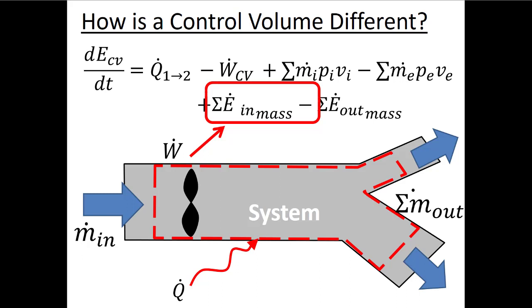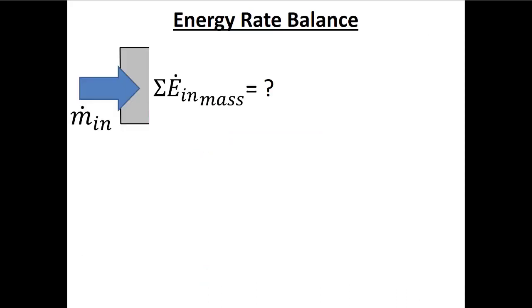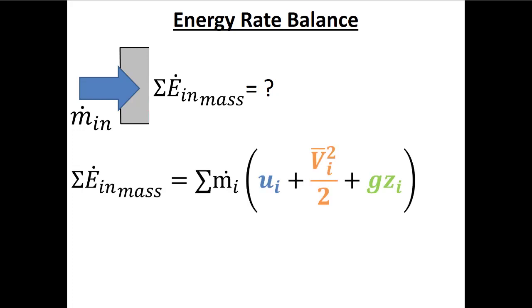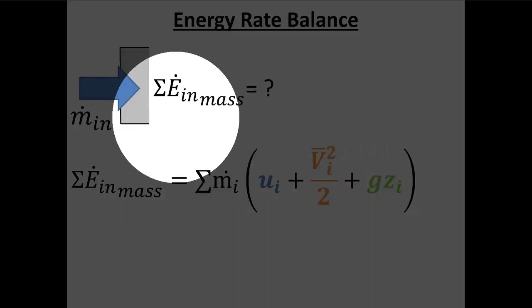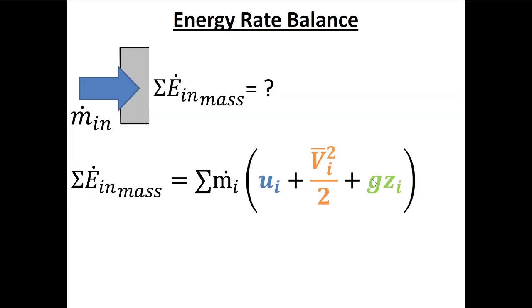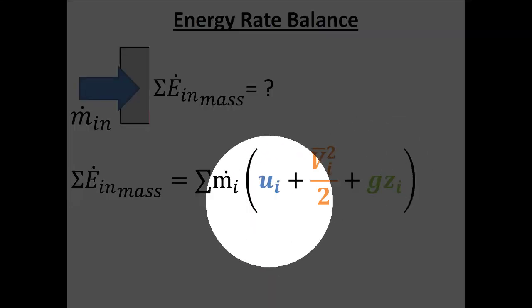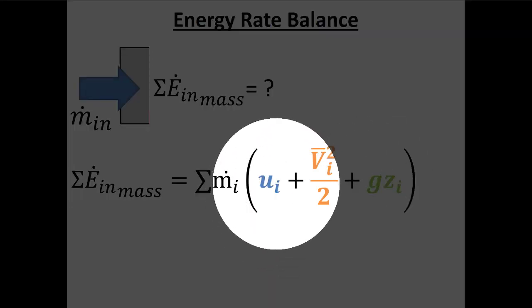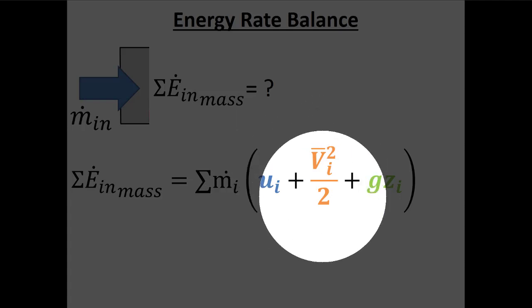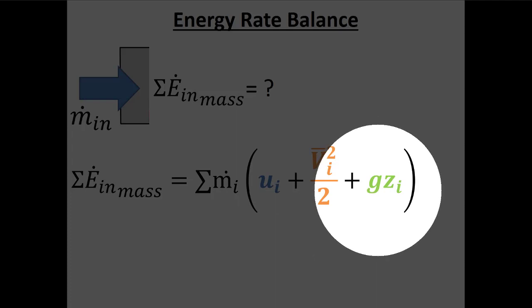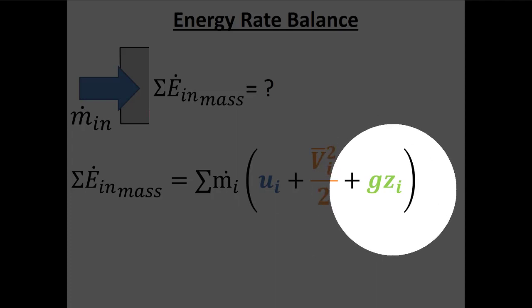So how do we define this E dot term, right? So what's the energy that's coming in with the mass? So we know that energy, total energy, is a sum of all the different kinds of energies that we can add, right? So in this class, the kinds of energy terms we're going to put in here are going to be the specific internal energy, the velocity squared divided by 2, that's a kinetic energy term, and the gravitational acceleration multiplied by a height, that's a potential energy term.